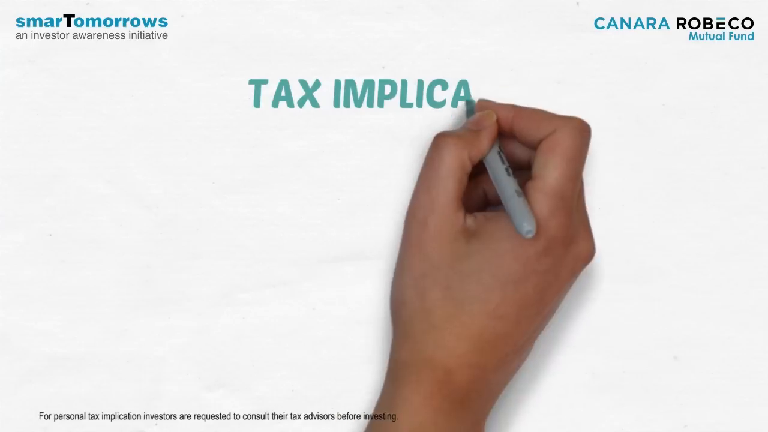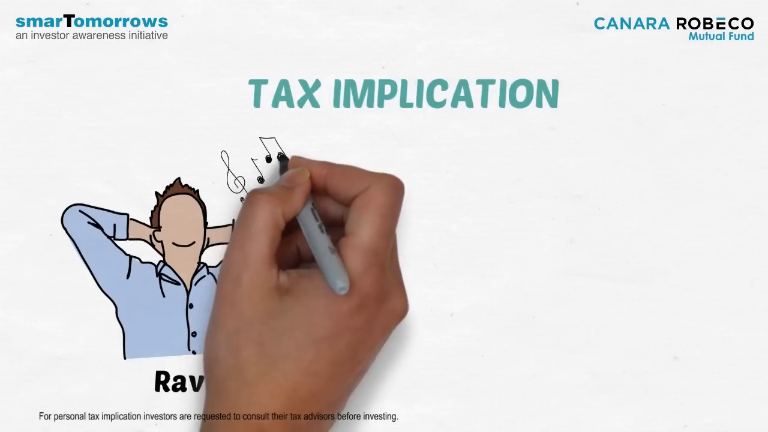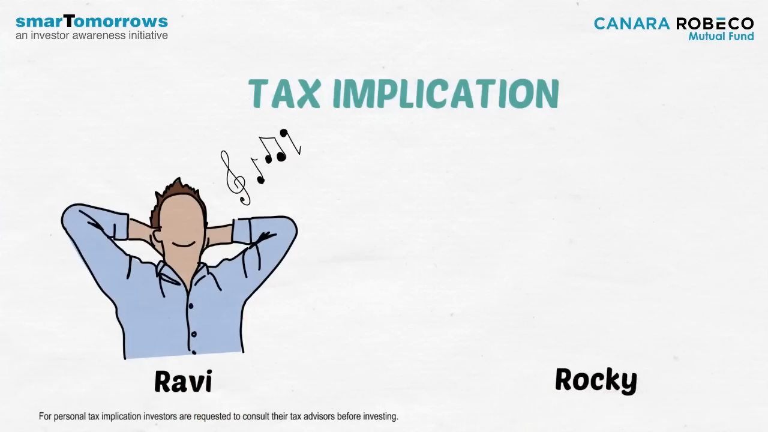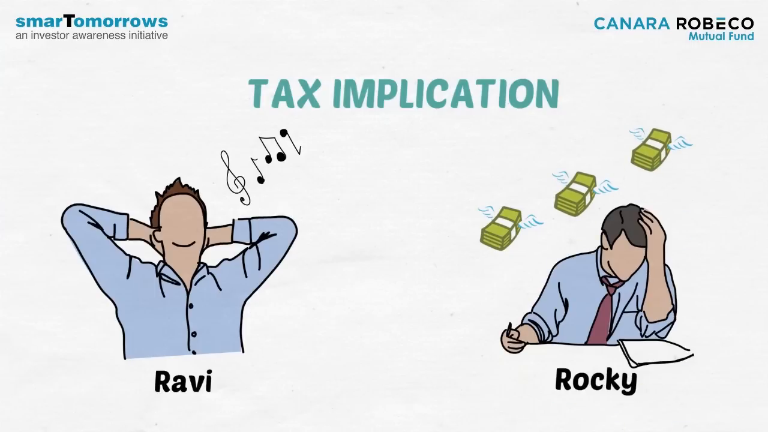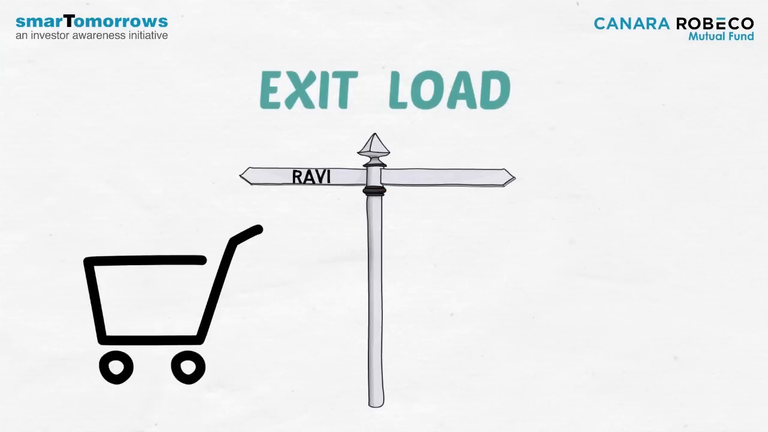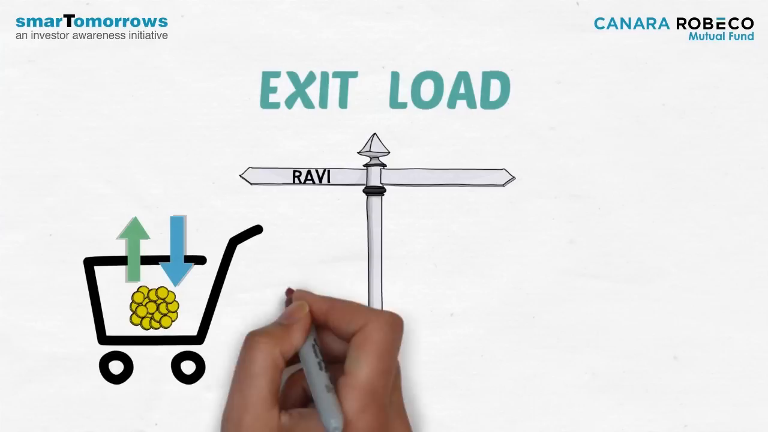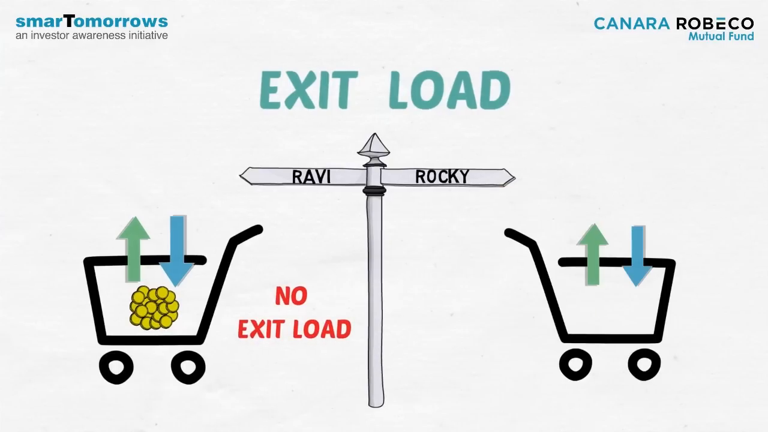Every time rebalancing happens, there is no tax implication for Ravi at all. However, Rocky has to constantly keep tab of all the transactions, and there is tax implication depending upon the asset class he is selling and its holding period. Additionally, Ravi does not have to bear any exit loads at the time of rebalancing, which Rocky will have to incur if the holding period of his investments is not adequate.